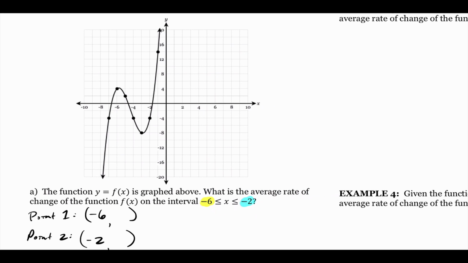So x is -6. That means I go left 6. Where's the dot? Up 4, right? So the y that goes with -6 is +4. Point 2, -2. So that means I go left 2. Where's the dot? Down 4. So the y value that goes with -2 is -4.